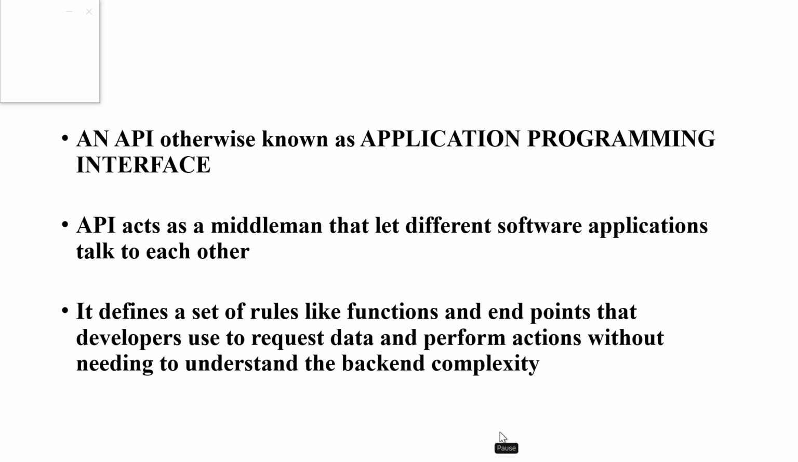You can liken this to a waiter at a restaurant. You come into a restaurant and make an order through the waiter, and the waiter delivers it to the kitchen, which is the back end. So you can say that the waiter is an API for that particular interaction between you and the back end, which is the chef that prepares the meal.